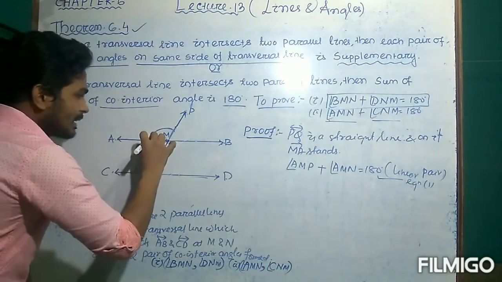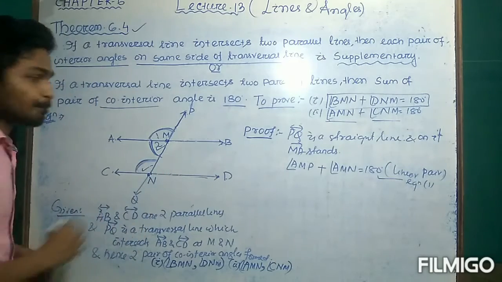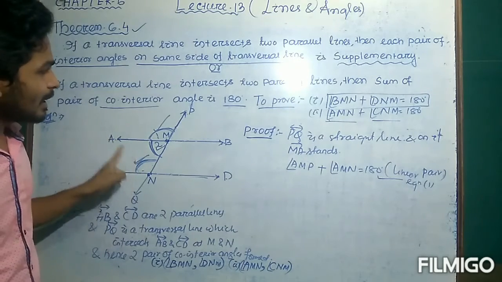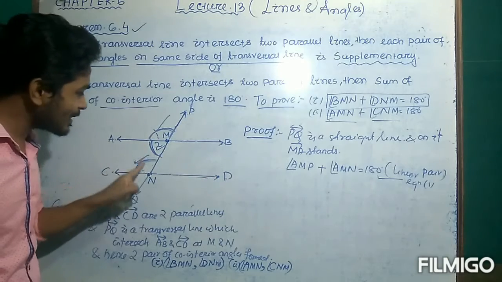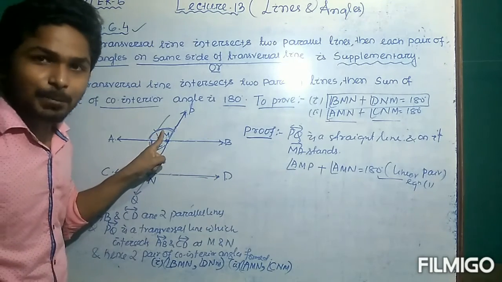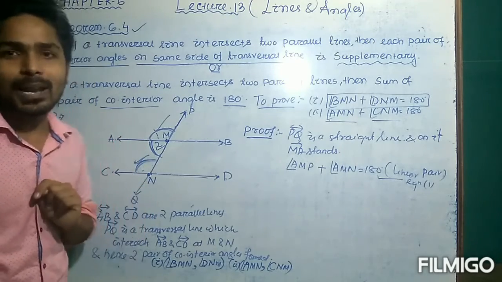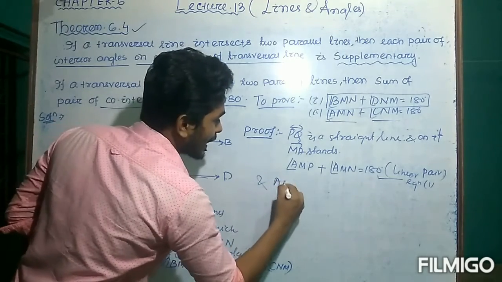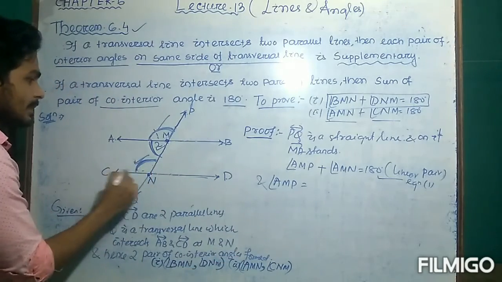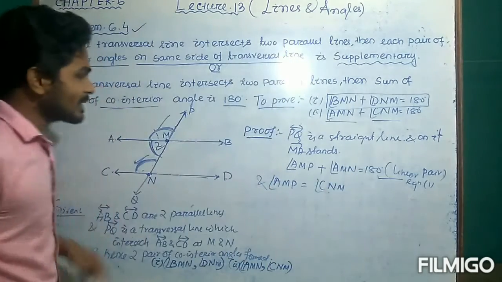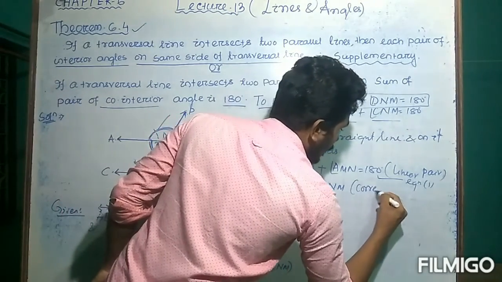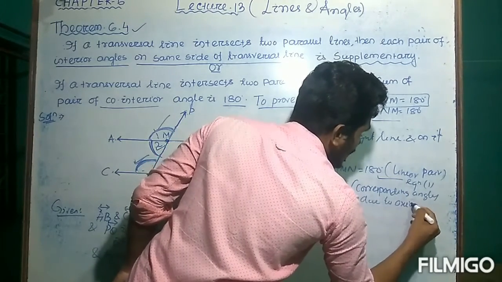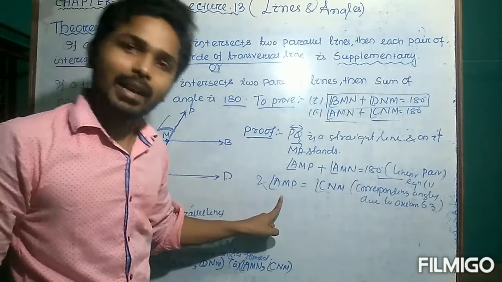Next, this angle and this angle are known as which type of angle? These two angles are corresponding angles, because this transversal line intersects these two parallel lines. According to axiom 6.3, these two corresponding angles must be equal. So you can write this angle is equal to this angle: angle AMP is equal to this angle CNM. The reason is that these two are corresponding angles, due to axiom 6.3, these two corresponding angles are equal.